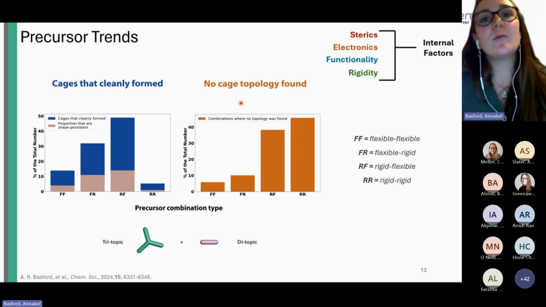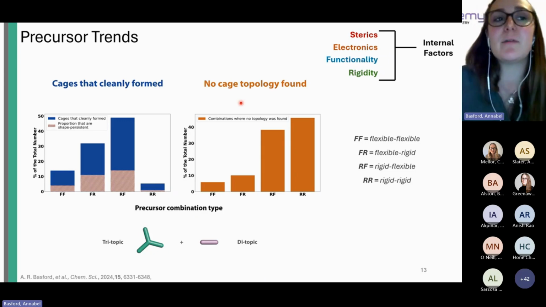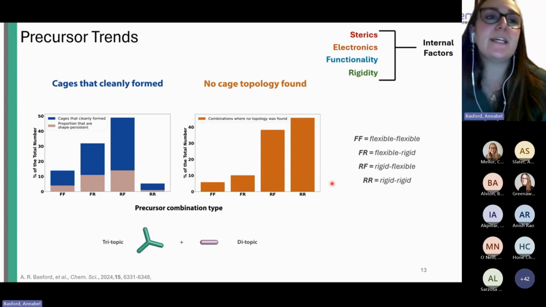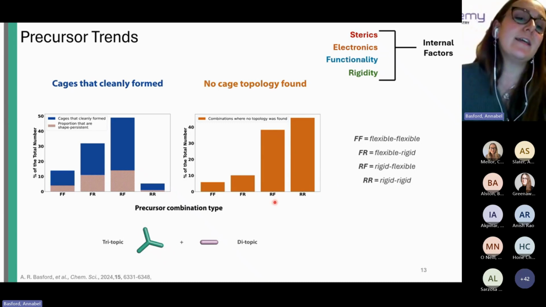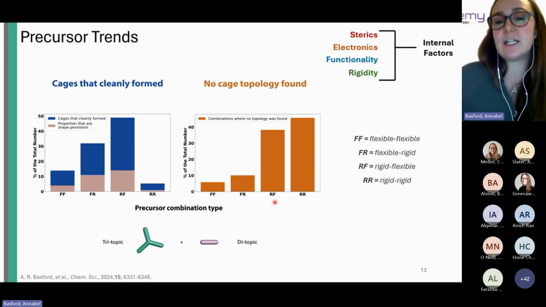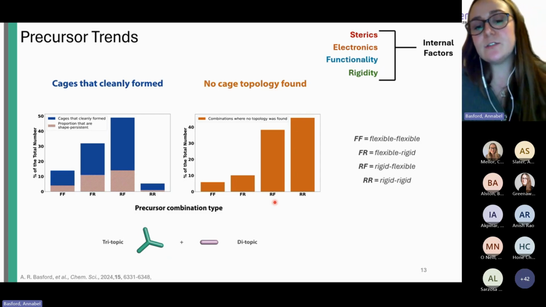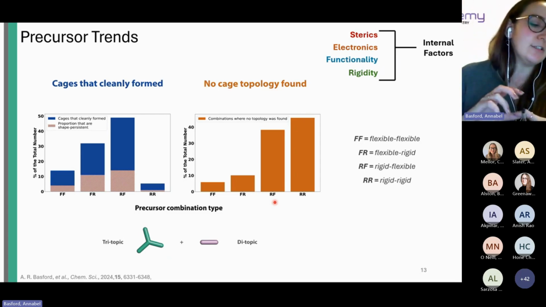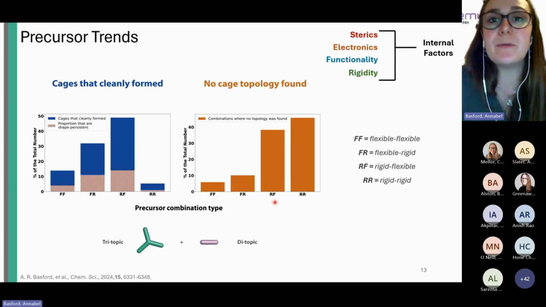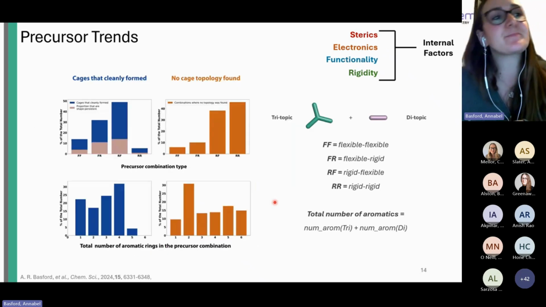And if we look at the opposite, so outcome where no cage topology was found, especially via mass spec, we can see that the highest proportion of this was actually a rigid combination. So we think, okay, rigid precursors, they might be good at introducing pre-organization or directionality to the bonding, but if we have too much rigidity, this actually might lead to geometric mismatch, and this might lead to insoluble polymers forming. So we can already elucidate what we might want to target when thinking about future precursor pairs to target materials.